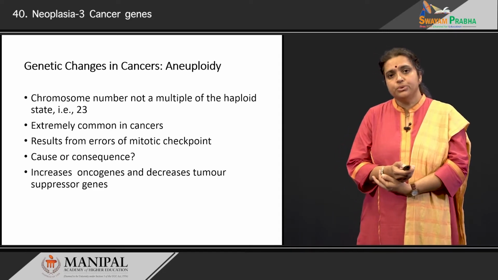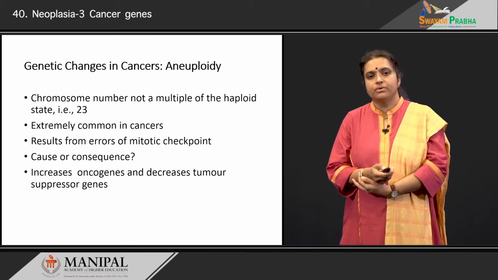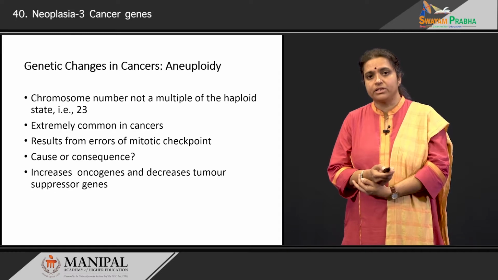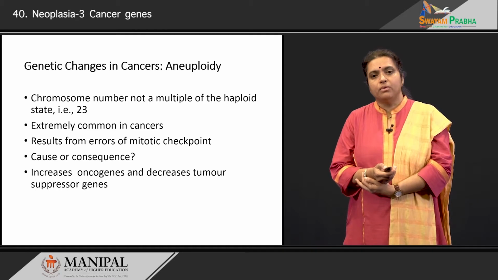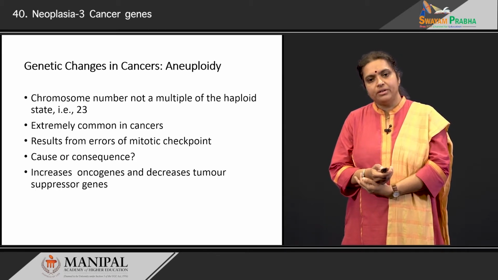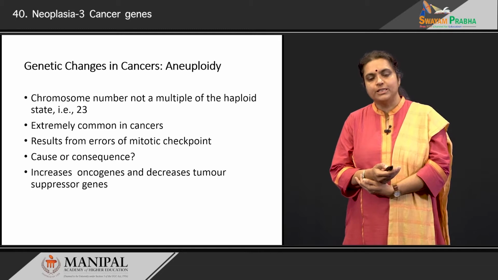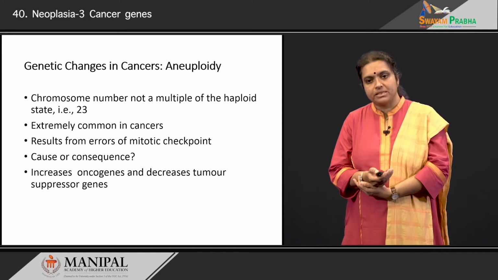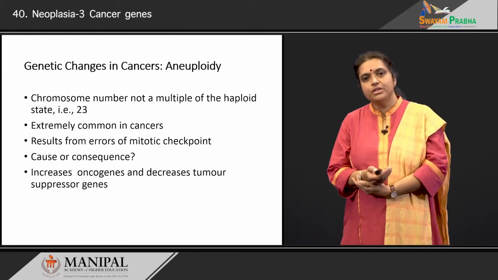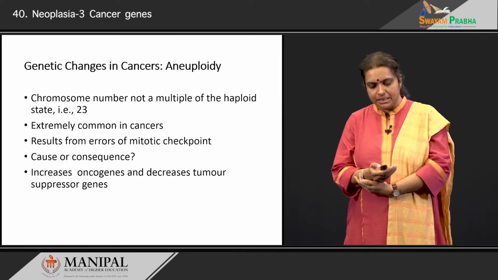Now, aneuploidies usually result from errors of the mitotic checkpoint. So, there are checkpoints within the mitotic cycle, and if there are errors there, it can lead to aneuploidy. Now, what does aneuploidy cause? Aneuploidy usually increases those chromosomes where the oncogenes are present, so you have more copy numbers of those oncogenes, and decreases those regions where there are tumor suppressor genes. So, there are fewer copy numbers of the tumor suppressor genes. So, either way it is beneficial for the cell to become malignant.